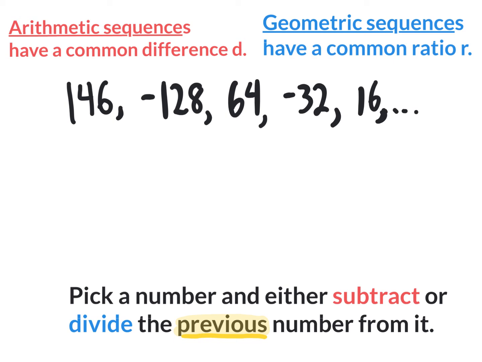So let me ask you this. What is the common ratio here? And don't think too much about it. Just give me a number and put it over the previous. Okay, negative 1/2 is the correct reduced answer. But you're right, 16 over negative 32. So if I did that, positive 16 over negative 32, that reduces down to negative 1/2.